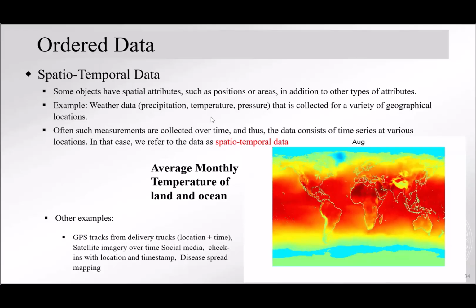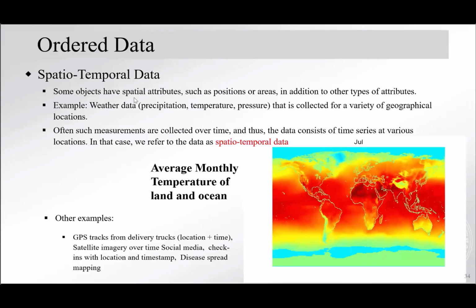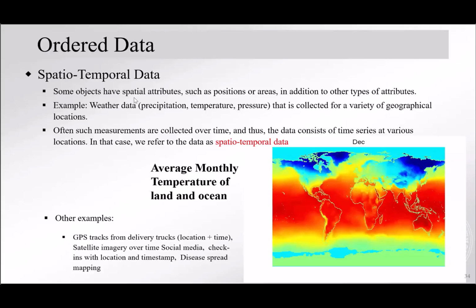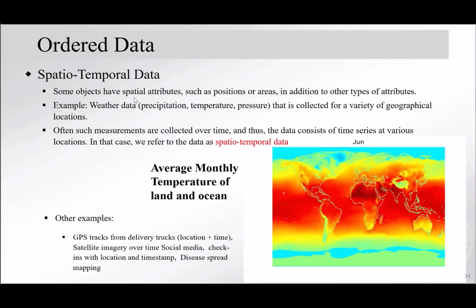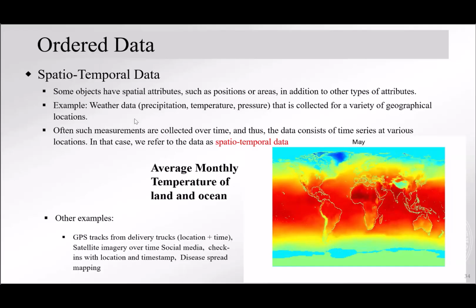Now let's look at another flavor of ordered data, spatial temporal data. Some types of data include spatial information, such as location coordinates or geographic areas, in addition to other attributes. I'm just focusing on this part. It doesn't mean the data contains only these attributes. A classical example is weather data, as we're going to see here. Think about precipitation, temperature, pressure, etc. These measurements are collected for lots of different geographical locations, where location matters.